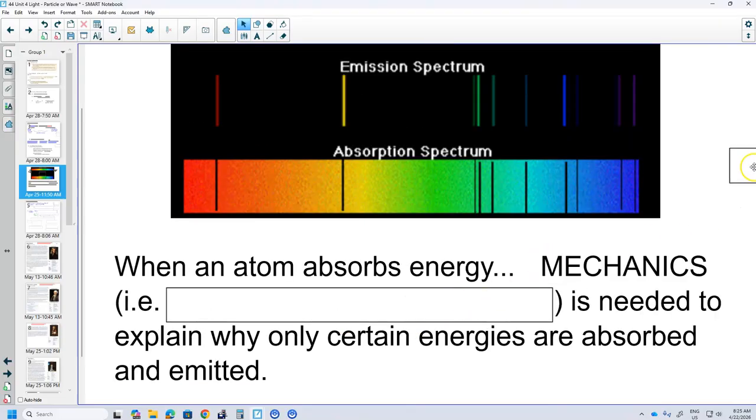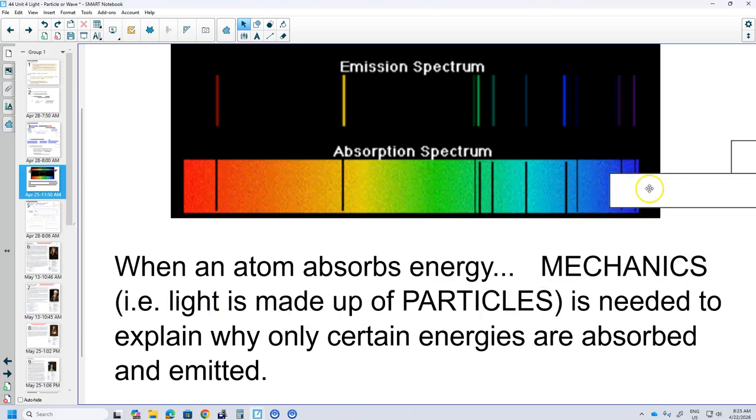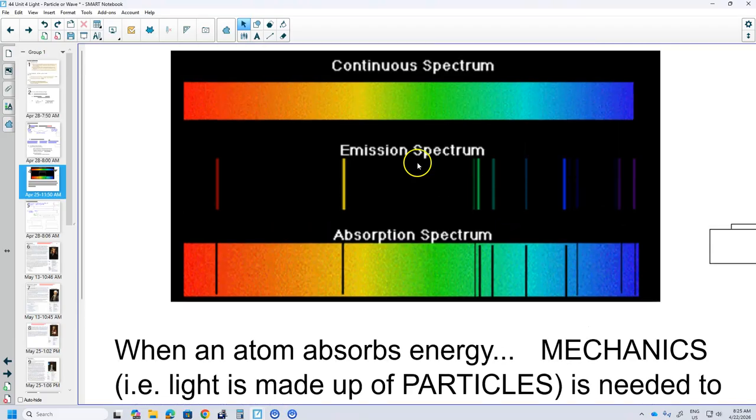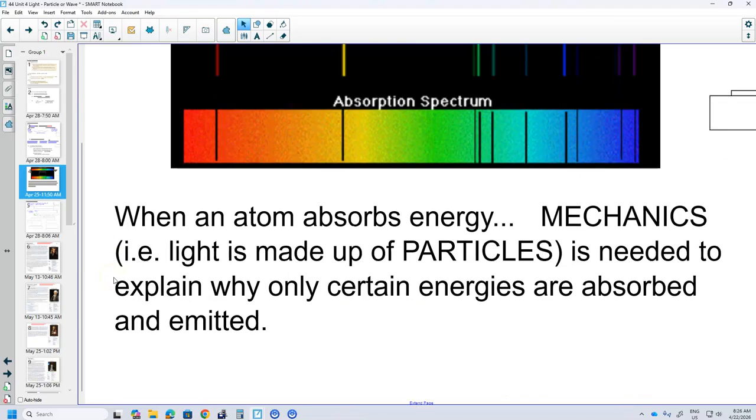So it turns out later on you'll see that quantum mechanics, in other words, treating light as particles, is needed to explain this thoroughly. Again, why the particle nature of light is needed is subtle and not an obvious thing, but we'll get there.